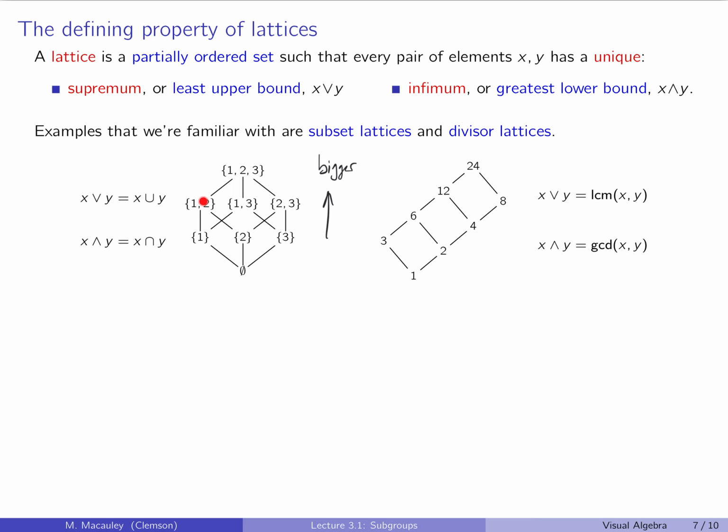The supremum of two elements, in this case, is just the union, x union y. So given any two of these subsets, we can say what is the smallest thing that's above it, and that's the union. And what's the largest thing that's below it? That's going to be the intersection. And that's what motivates these symbols for least upper bound and greatest lower bound.